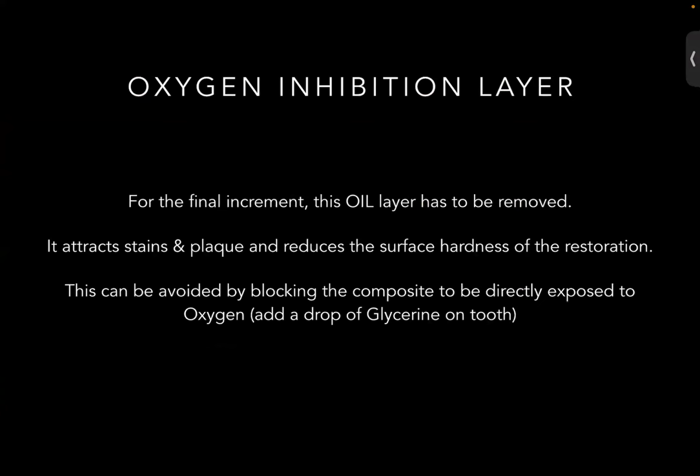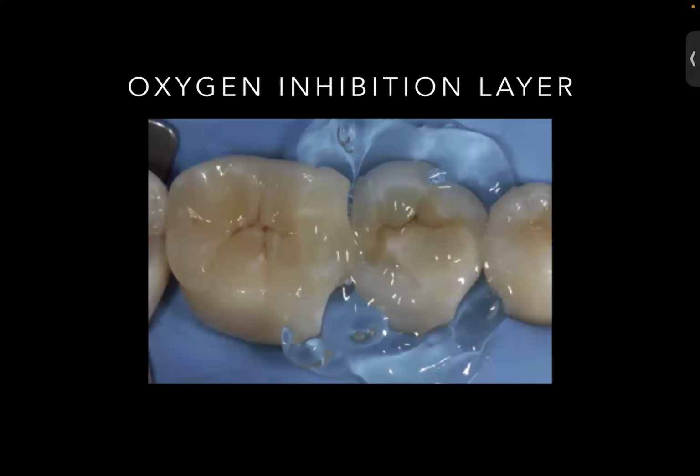And now the point is you need to get rid of the oxygen inhibition layer, because this is where plaque accumulation starts. This also affects the surface hardness, right? So you can avoid this just by adding a drop of glycerin. This is a clinical picture where a drop of clear glycerin is added on the tooth surface, and then you cure it. This blocks the oxygen, and the oxygen inhibition layer is now gone.